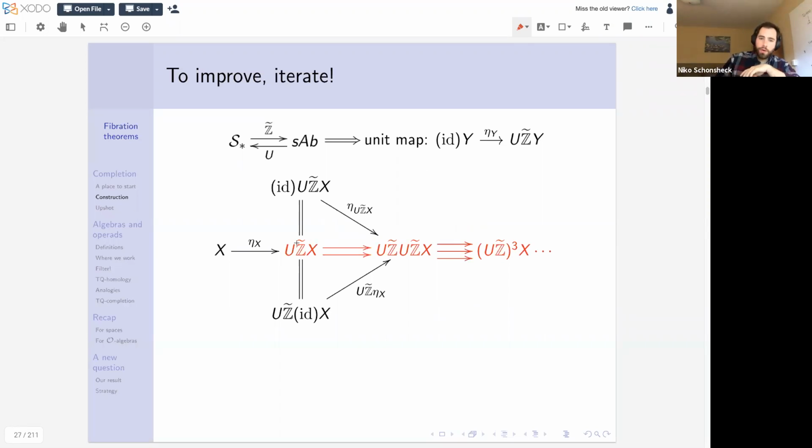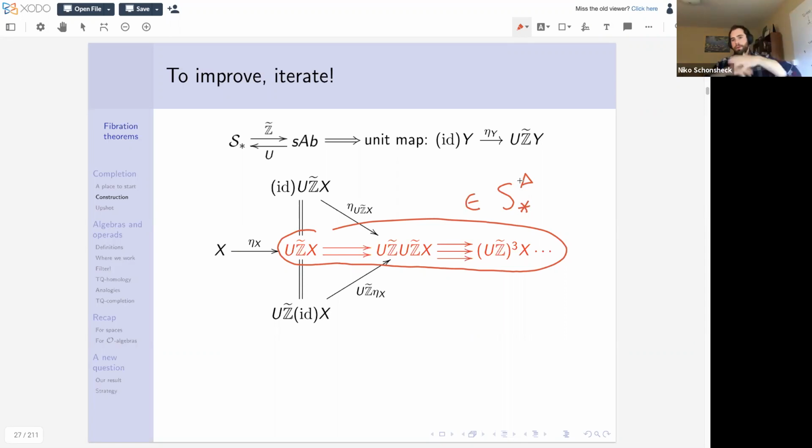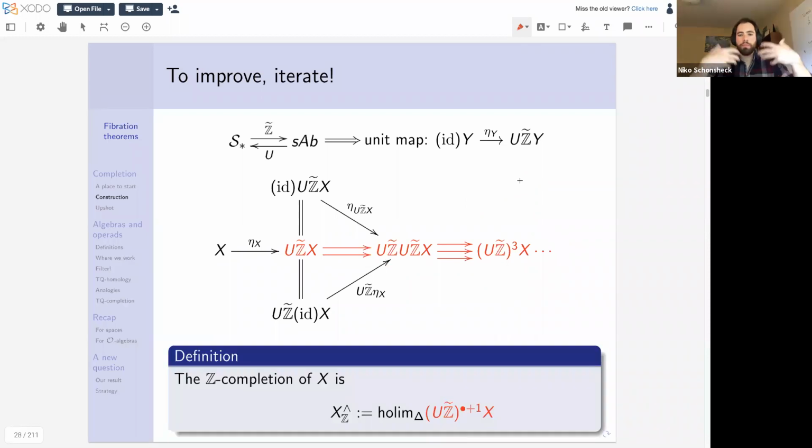So this whole thing here lives in delta-shaped spaces. So delta-shaped diagrams in spaces. So now remember, we're trying to build this thing that sees the homology of X, and I fattened up my construction, and so now I'm just going to glue it all together in some homotopy meaningful way. So the Z completion of a space we define as all of this stuff glued together.